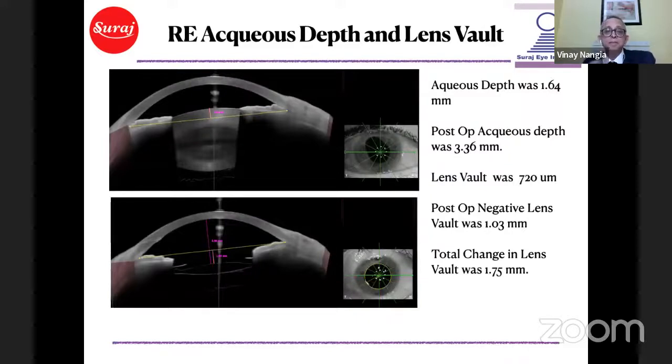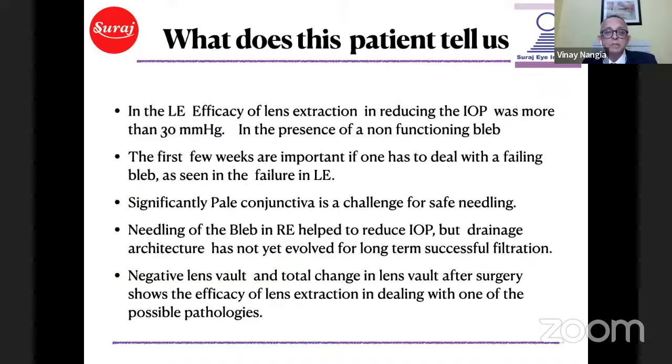Here on the top, you can see the lens vault, and that's very classical, although it's a little bit hard to determine exactly the scleral spur because the iris is in contact with the peripheral cornea. Post cataract surgery, you can see what's happened: he's developed a negative lens vault, and the total change in the lens vault was about 1.75 millimeter, and the aqueous depth also increased significantly to 3.36.